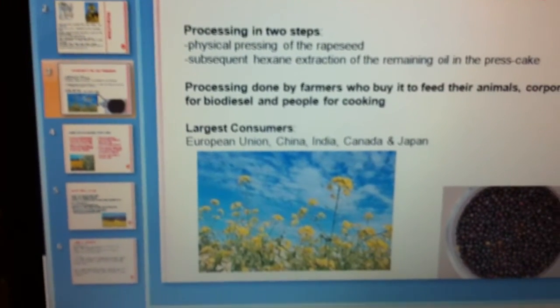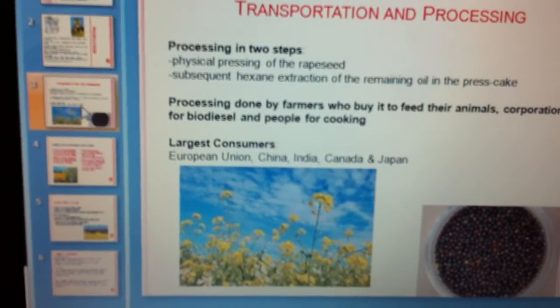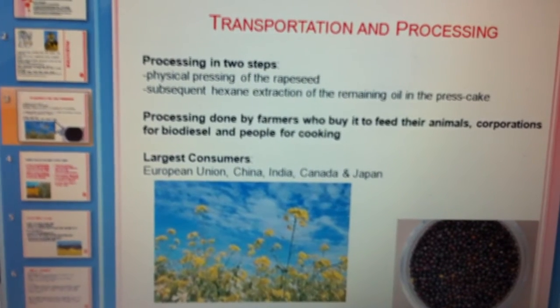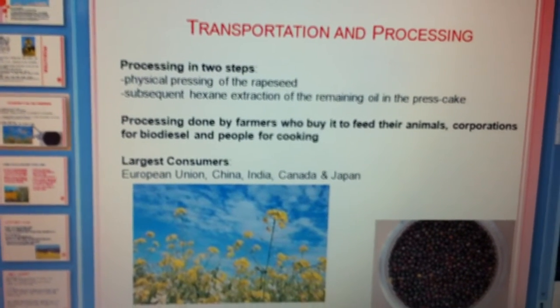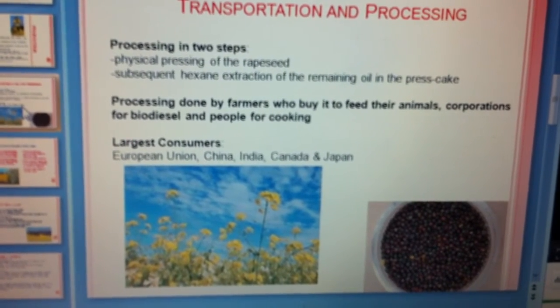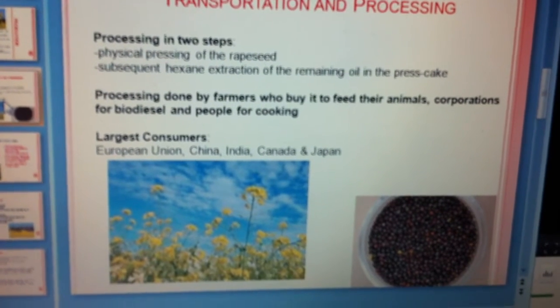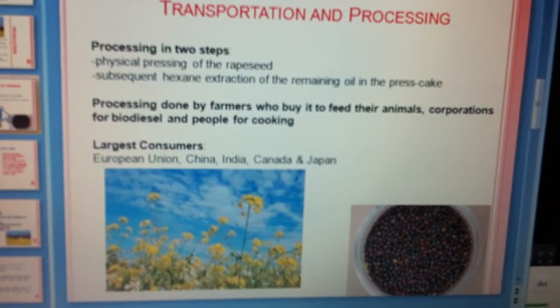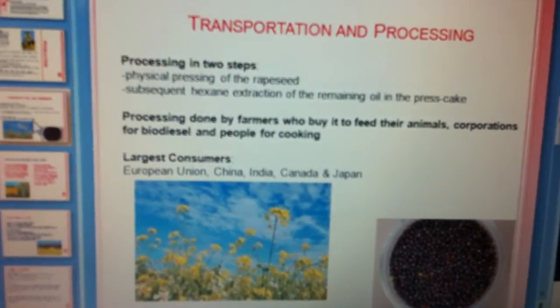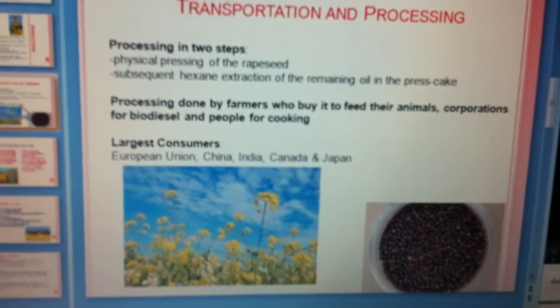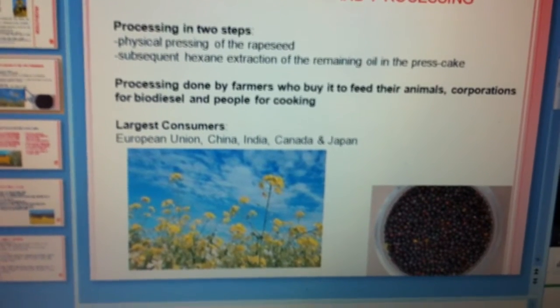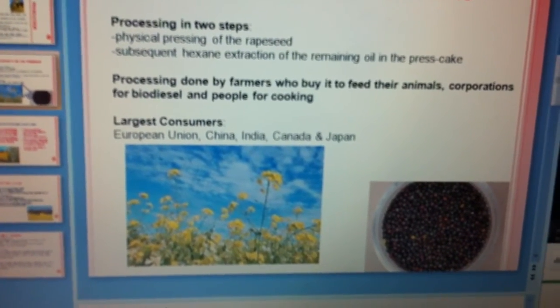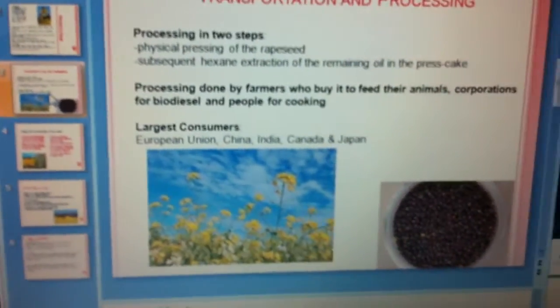Now I'm going to talk to you guys more about the transportation and processing of rapeseed. The processing includes 2 steps: the physical pressing of the rapeseed and the subsequent hexane extraction of the remainder of the press cake. Processing can be done by farmers who buy it to feed their animals, corporations for biodiesel, and people like us who want to cook with oil. The largest consumers include the European Union, China, India, Canada, and Japan.